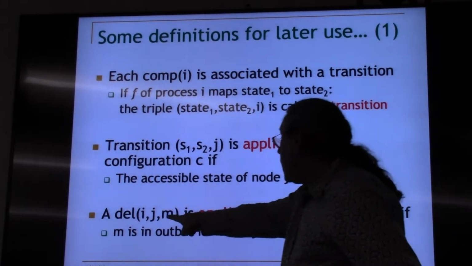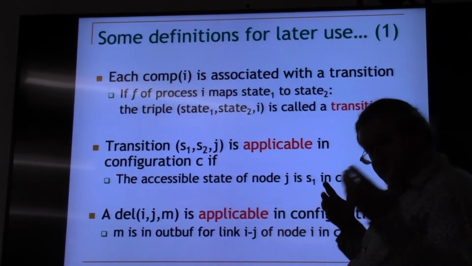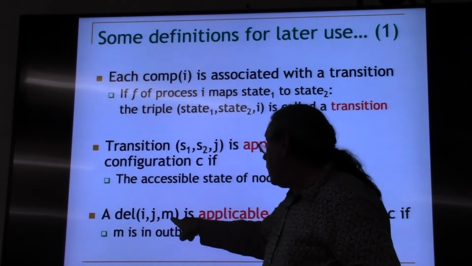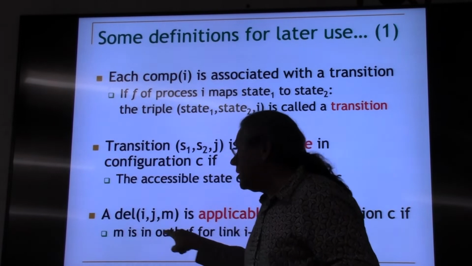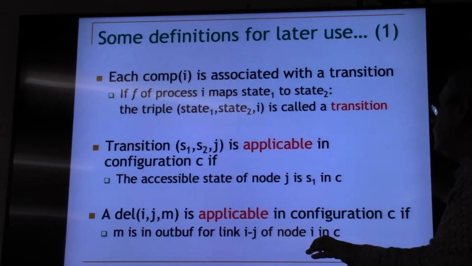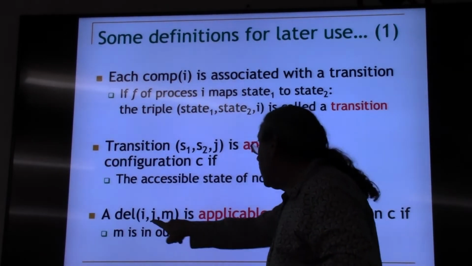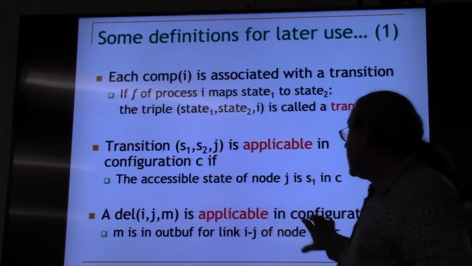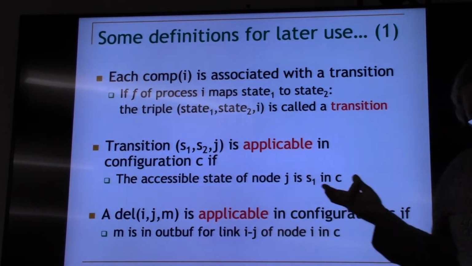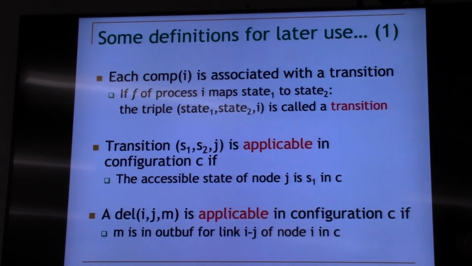A del i j m is applicable if there really is an m in the out buff. If there's no m in the out buff, then this thing doesn't mean anything. Okay? There has to be m, which is some particular message, in the out buff of i for this del to be something that you can do. Otherwise, you can't do it. Okay?